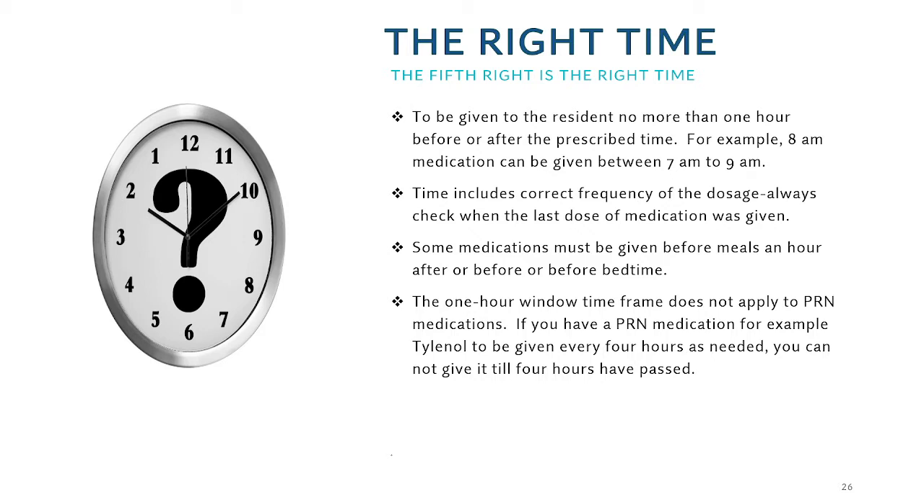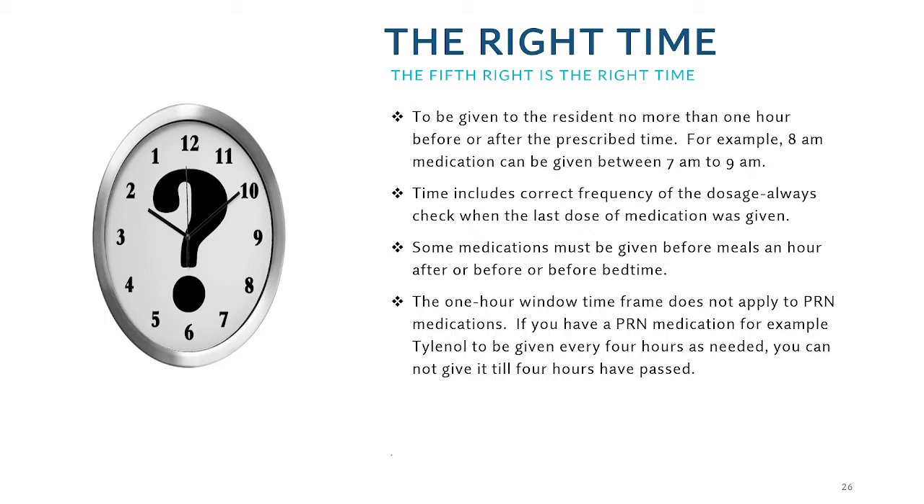Time includes correct frequency of the dosage, and always check when the last dose and frequency was given. For example, if the medication is to be given every 4 hours, then we really got to make sure it's within that 4-hour window. So if it was given at 12, we really can't give it again until at least 4 o'clock. We can't give it at 3 because some of these medications can have really bad side effects.